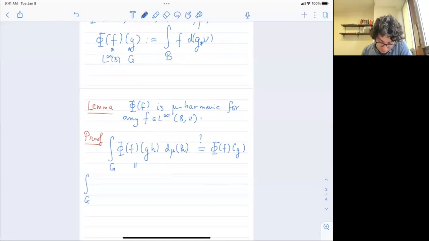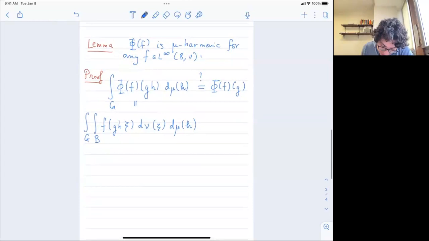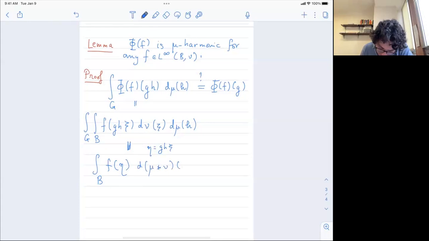So it's another integral, the integral over b of f of gh psi d nu psi, and then we still integrate d nu h. This is just the definition of phi. And then there's really not too much to say, because this is by definition of the convolution. This is the integral over b of f of eta, let's say that eta is gh psi, with a change of variable, d mu star nu of eta. This is the definition of what convolution means.